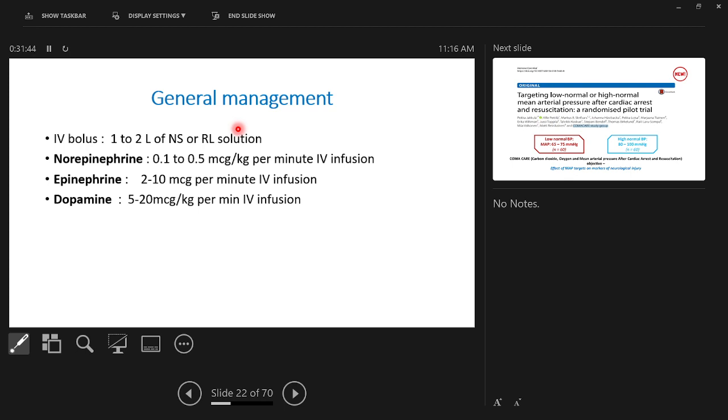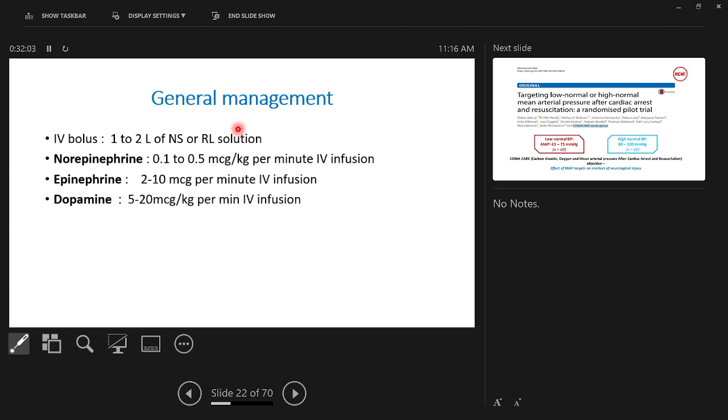Here we will mostly perform this by taking 8 milligram of epinephrine in 50 ml of NS. Then we prepare a solution. For a 60 kg person, it will be equivalent to 360 microgram per hour. So we start the infusion at a rate of 2 to 3 ml per hour initially.